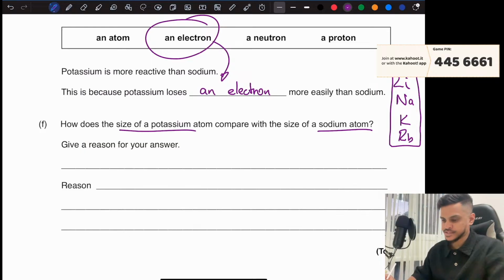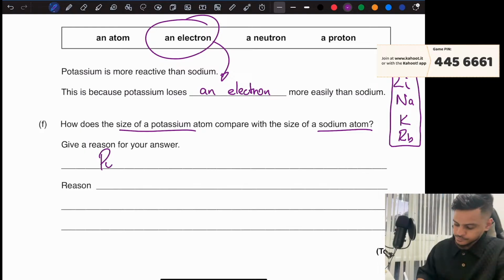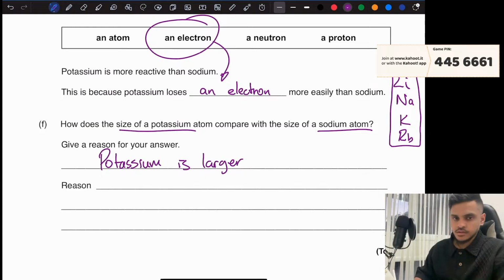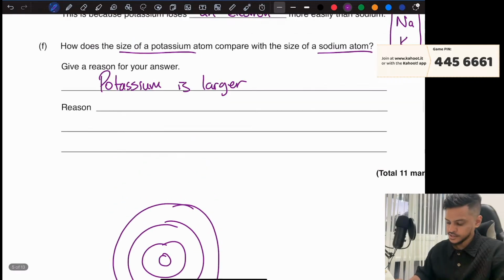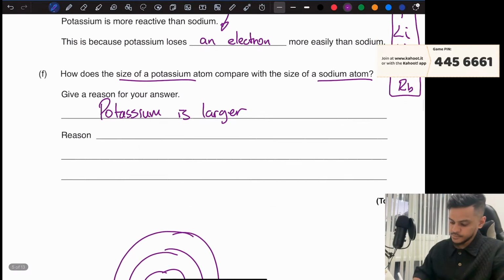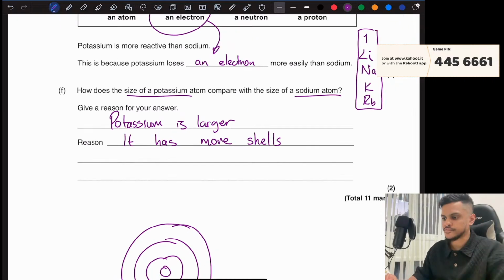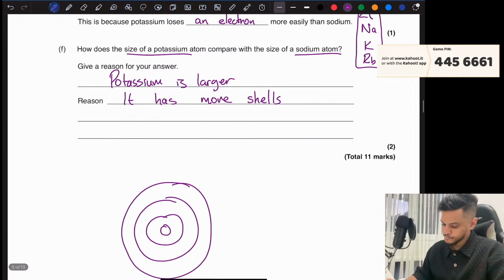Sodium is smaller. Yeah, exactly. Potassium is bigger. So potassium is larger. We need to say why. It has more shells, exactly. Don't say it has more outer shell. The more shells, the bigger it gets. Sodium has 3 shells. Yeah? So potassium is larger. It has more, 4 shells.